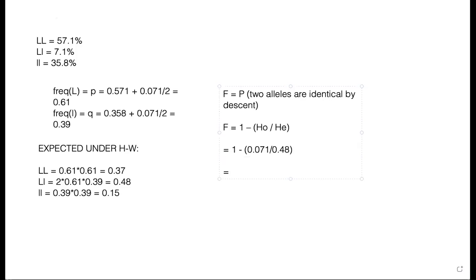And let me see, 0.071 divided by 0.48, okay, Garen's calculated that, that's 0.85. That is a population that is rather highly inbred. In extreme cases of inbreeding, there might be no heterozygosity left at all. And there's actually a case where we've deliberately gone out and done this.